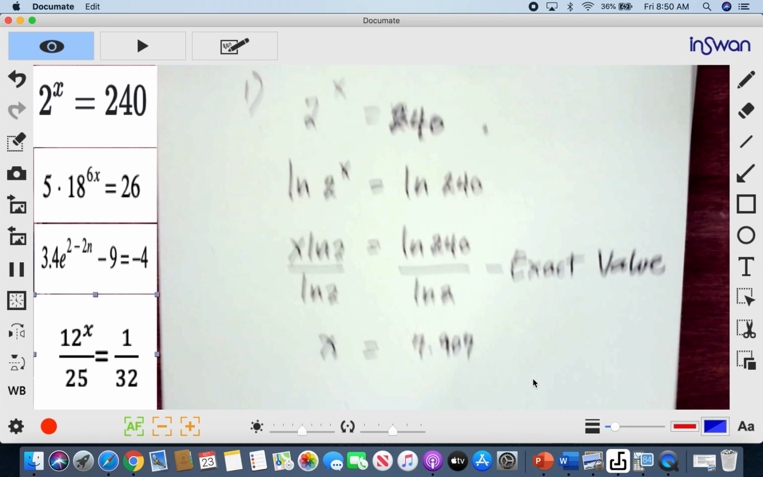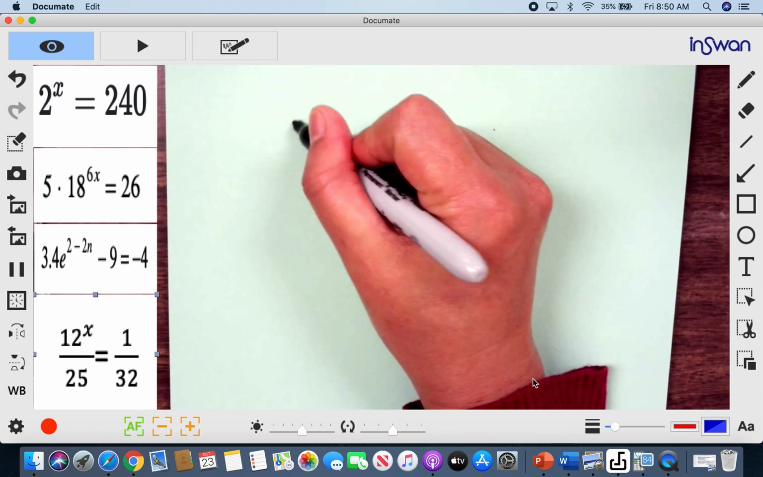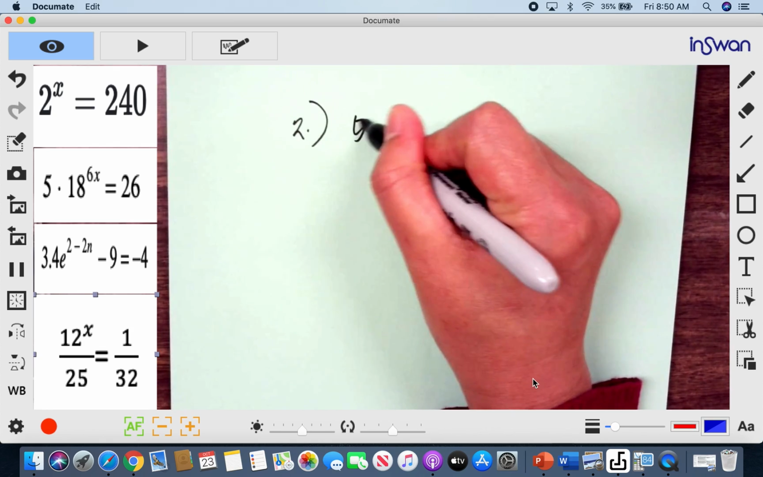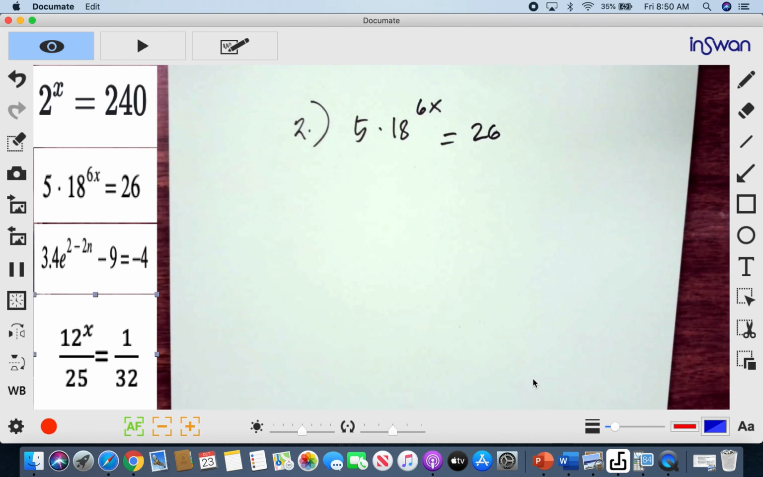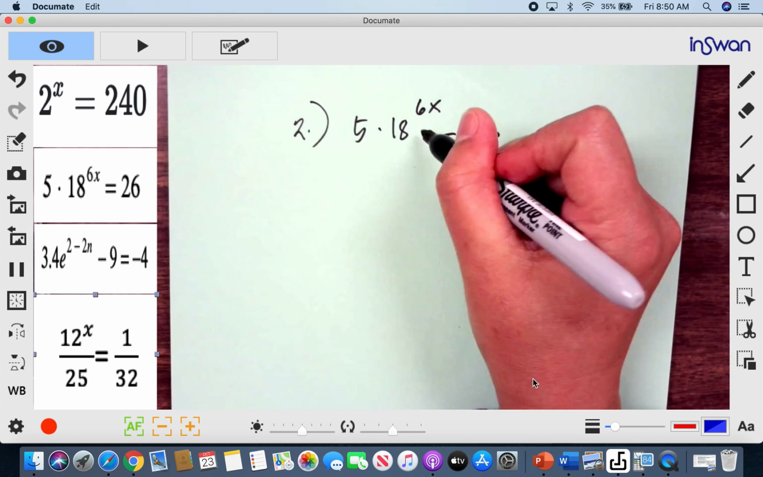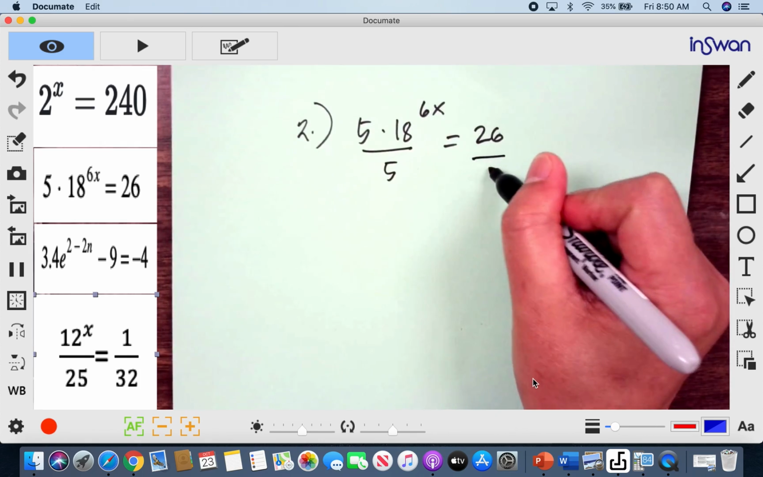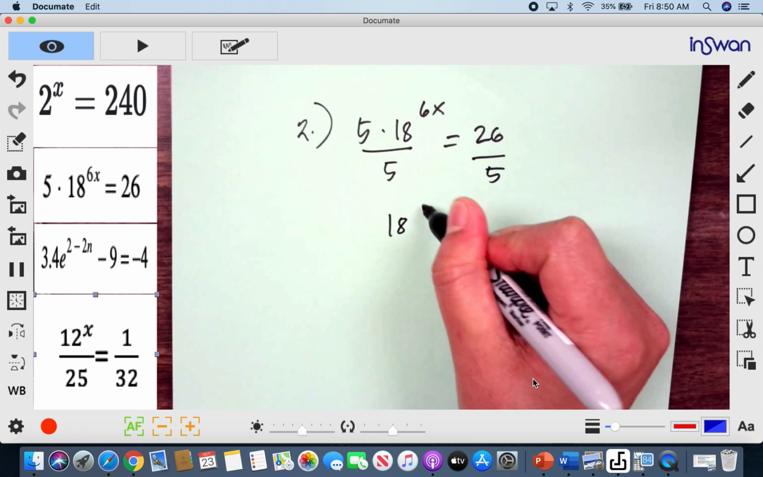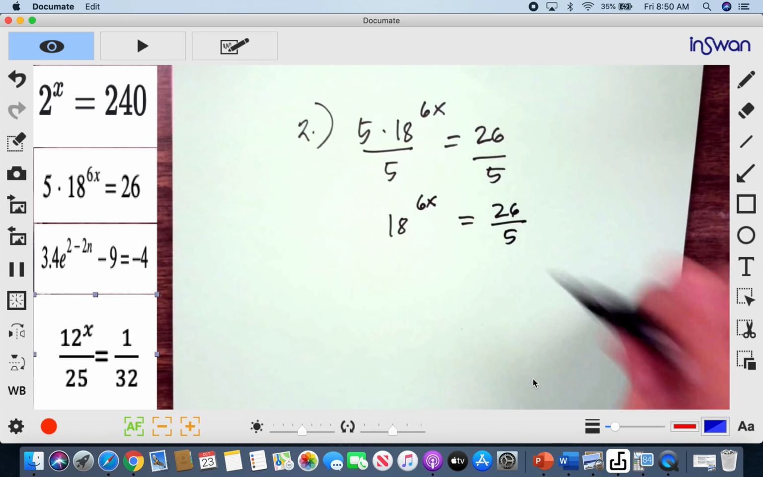Now we will go to the second equation. And so you have 5 times 18 raised to 6x is equal to 26. So we want to isolate first the x term. So this is the x term here. So we need to get rid of 5 by dividing it on both sides of the equation. So making the equation 18 raised to 6x is equal to 26 over 5.